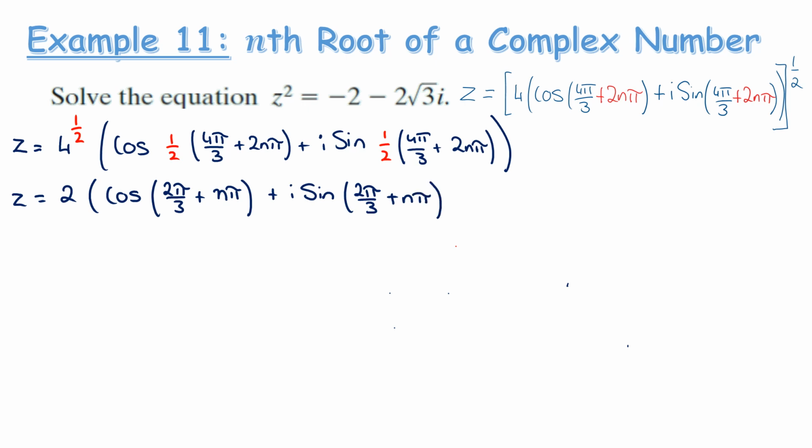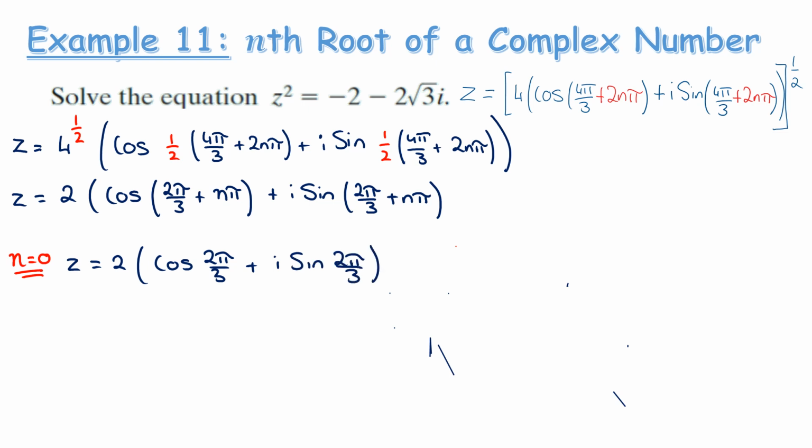In order to get my two answers, we're going to get n equals 0. So sub in n equals 0. That gives us z equals 2 bracket cos of 2 pi over 3 plus I sine 2 pi over 3. And you can go to your calculator and do that, and we get minus 1 plus root 3 I.